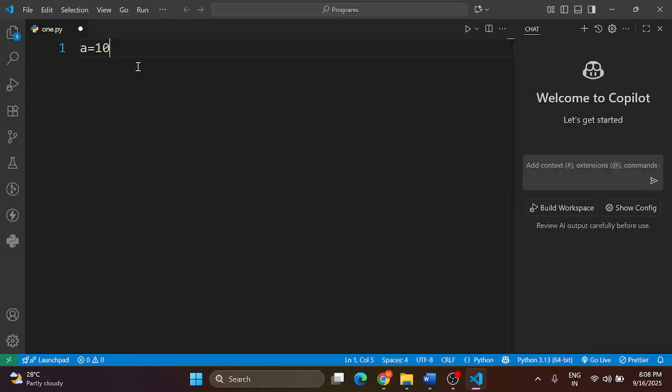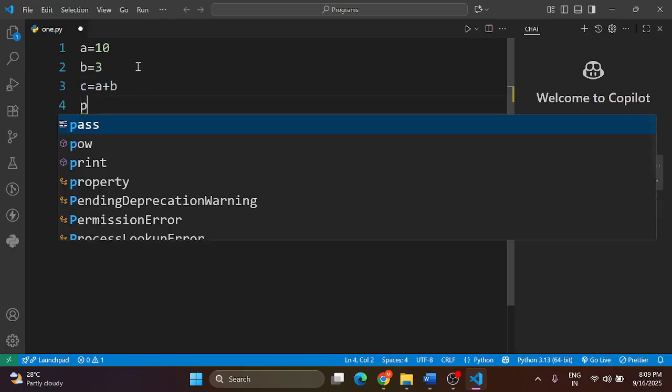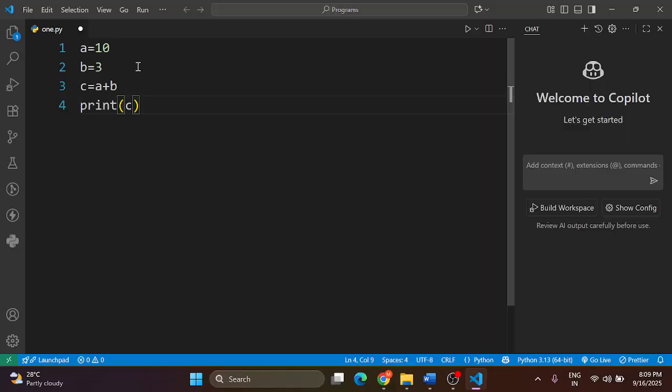A equal to 10. What is this? It's a statement. B equal to 3, another statement. C equal to A plus B, one more statement. I'm writing like this. It is another statement. Understand? Guys, tell me now how many statements I've written here. 4, sir. Yeah, 4 statements, right?